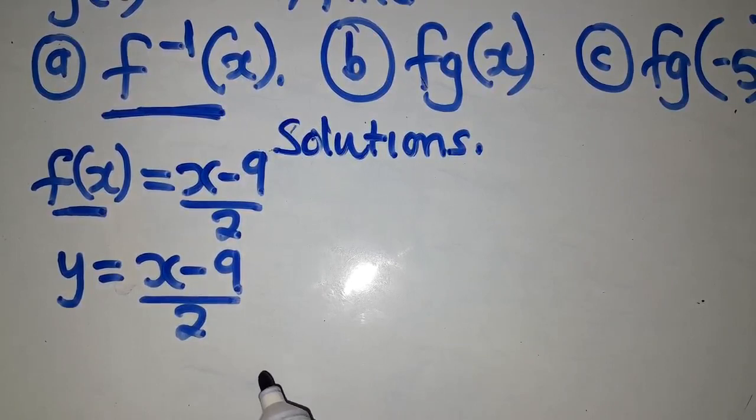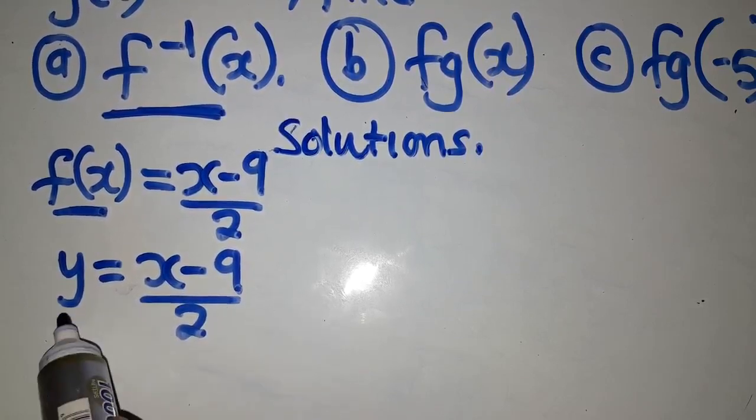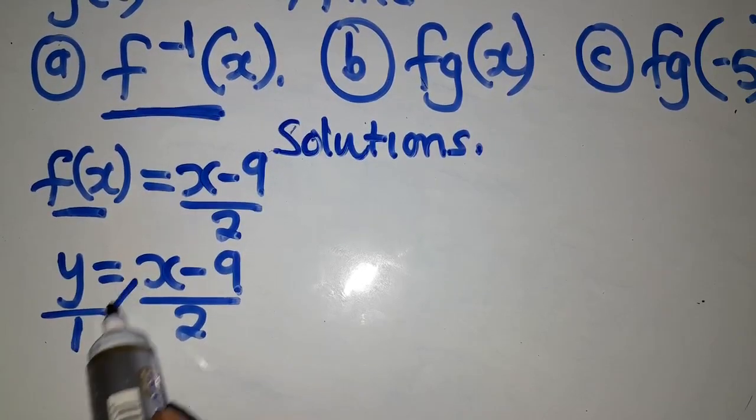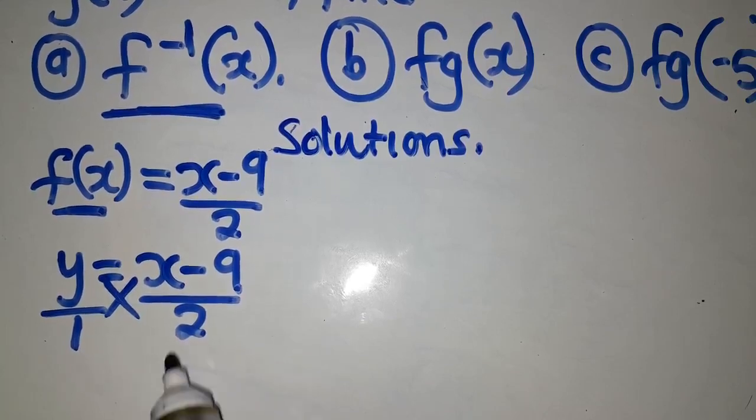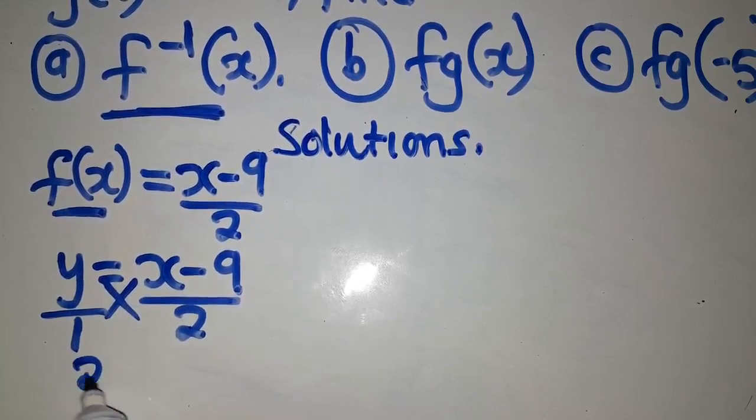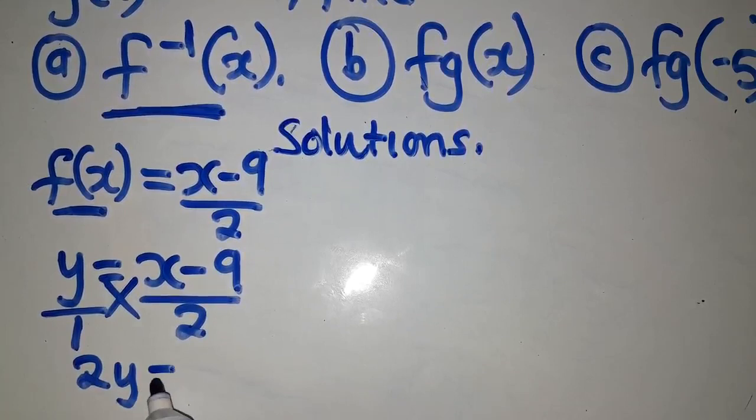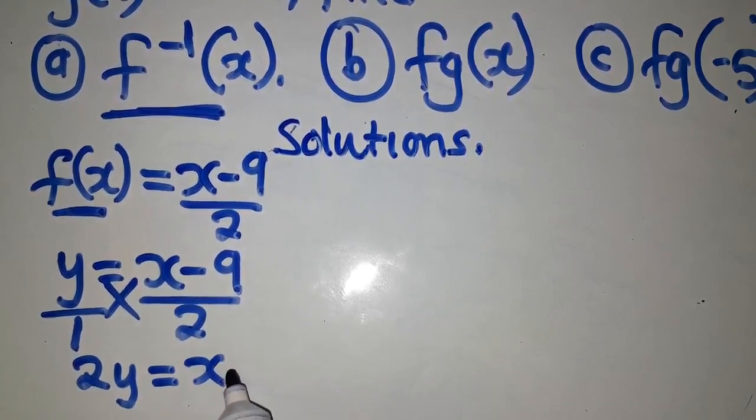From here, what's the next thing? We need to make x the subject of the formula. How do you make x the subject of the formula? Since here you have a fraction, you put a 1 here, then you cross multiply. So what is 2 times y? It is 2y, which is equal to x minus 9. This is what you are going to have.